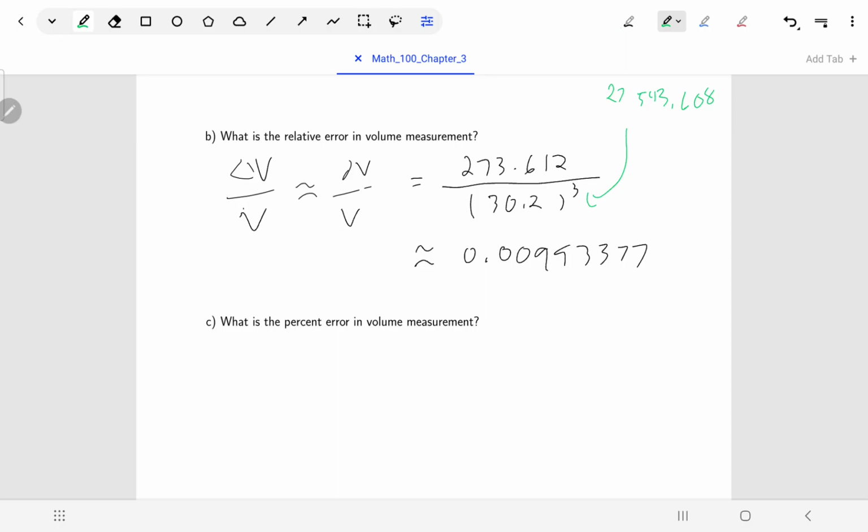Probably even easier to understand it as a percentage. How much are we off as a percentage in our volume calculation? That would be 100 times our previous number, which is 0.993377 approximately, or in other words, less than 1%. We're almost 1% off in our volume calculation, which in the grand scheme of things is not a whole lot.